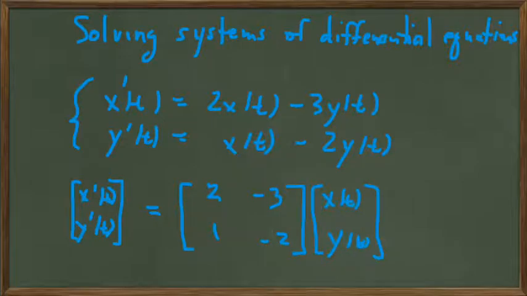In a more generalized setting, we write this in vector form: x prime of t as a vector equals this matrix of coefficients on the right, A, times x of t, y of t, which we write as a vector, x. Or in shorthand form, x prime equals Ax.